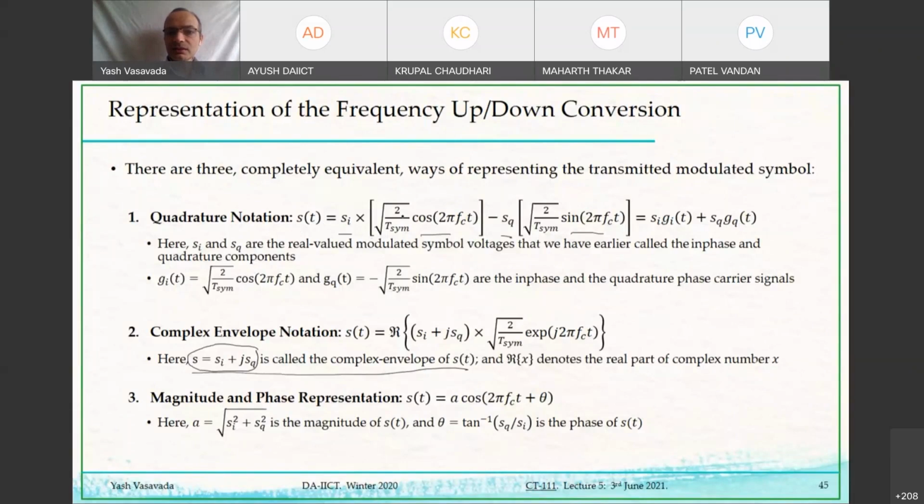G_I is this signal here. G_Q is this electromagnetic wave. And G_I and G_Q satisfy those two properties. They are unit energy and they are orthogonal to each other, meaning as vectors, they are perpendicular. Okay, so this is the quadrature notation. You think of this G_I as forming the x-axis of that IQ plane, and this G_Q as forming the y-axis of the IQ plane.